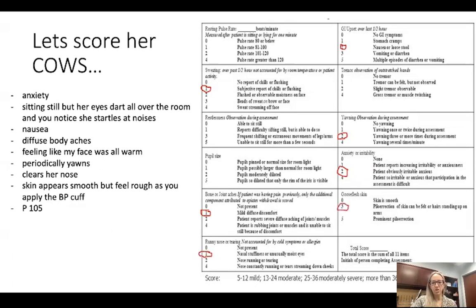Her skin appears smooth, but you can feel the goosebumps when you put on the blood pressure cuff. She's mildly tachycardic. So she's able to sit still. So I would call the eyes darting, could be restless. So if you wanted to score that one up, that's sort of one of those gray areas. Her pupil size is normal, and you don't note any tremor. But that's a 14. That's still a 14, and she doesn't seem like she's that bad, right?